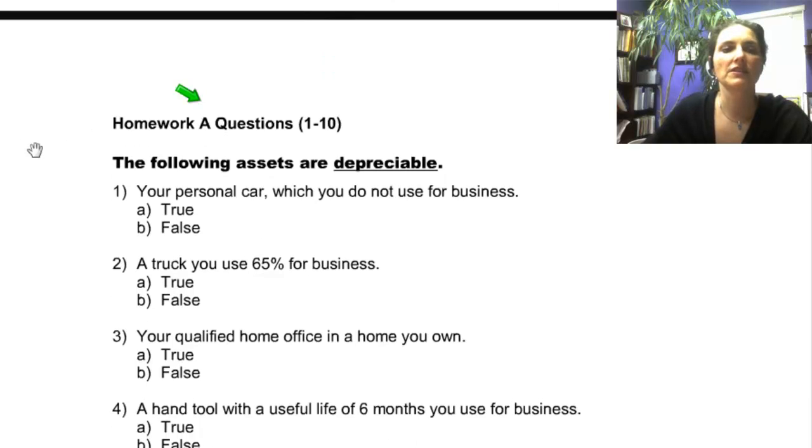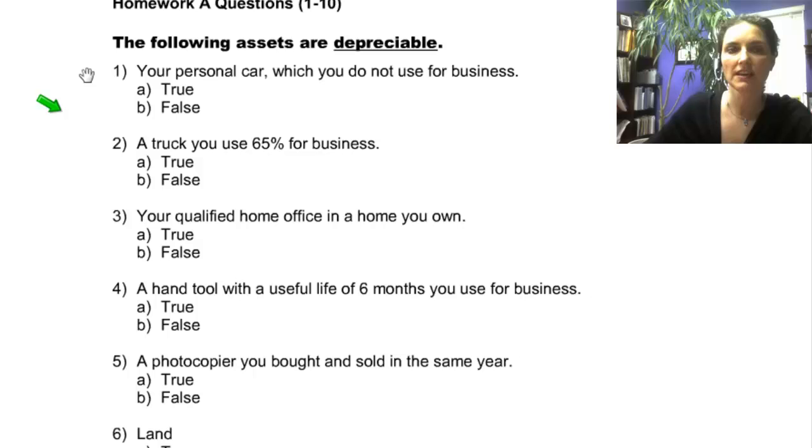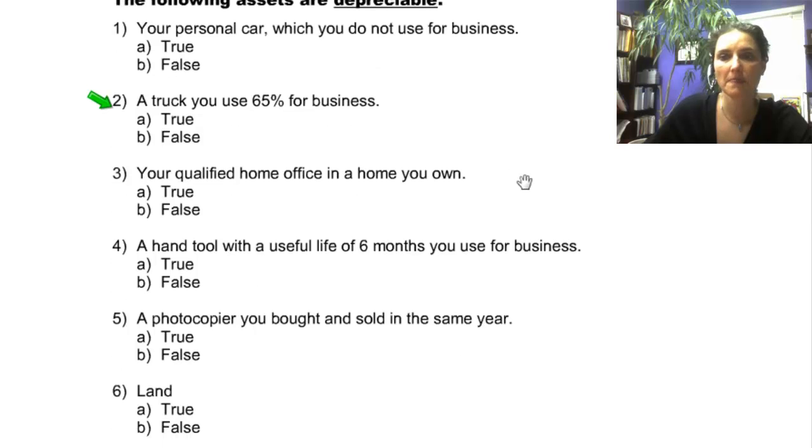The next topic for today's class is to review the Session 14 homework answer key. The Session 14 homework assignment was a multi-part assignment. In the first part, Part A, we're asking you to identify which of the following assets are depreciable. We'll just take these one at a time. Your personal car, which you do not use for business. Of course, if it's not used for business, it is not depreciable. So that would be false.